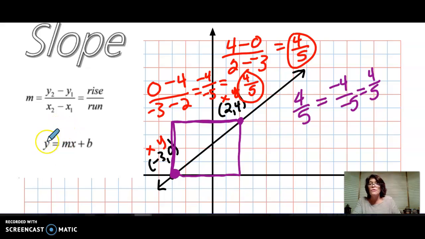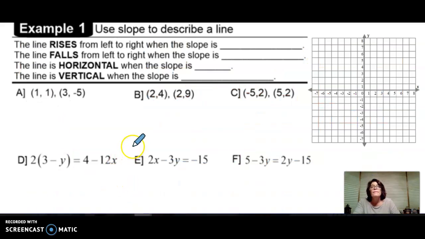Another way we think of slope, if I have the equation of a line, which we studied in Algebra 1, y equals mx plus b, then the slope of the line can be found right in front as the coefficient of x. Okay, but that's only if the line is y equals, the y has to be by itself, mx plus b. All right, so we're going to use the slope to describe different kinds of lines.